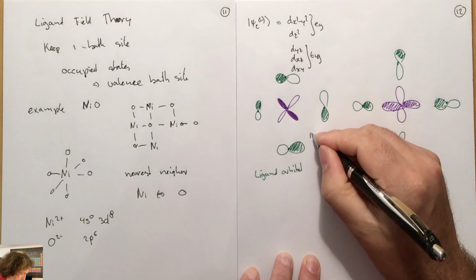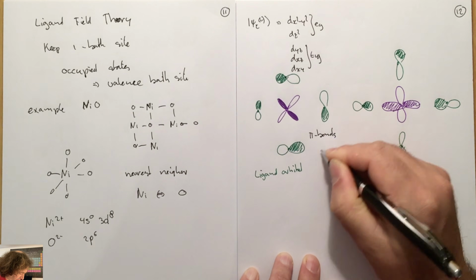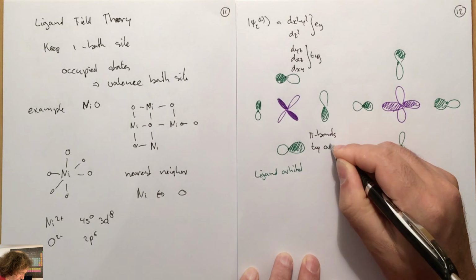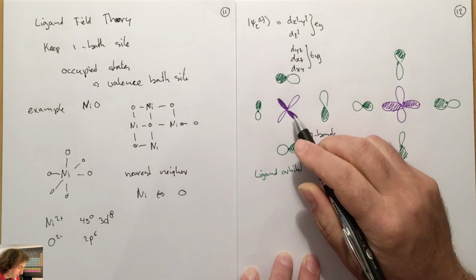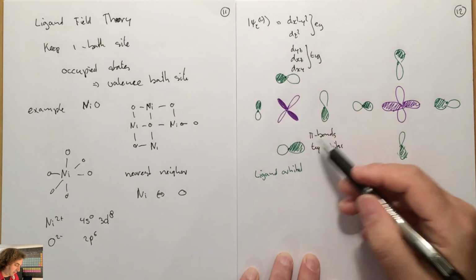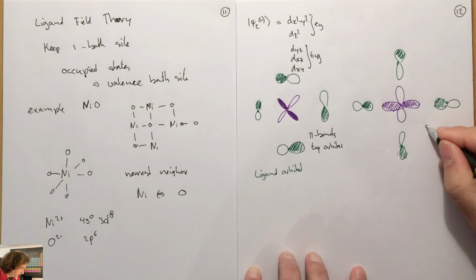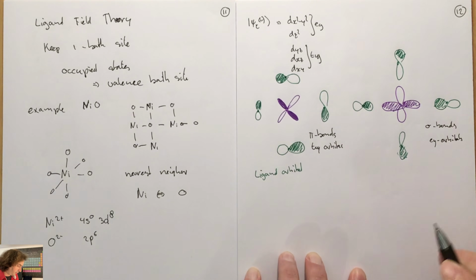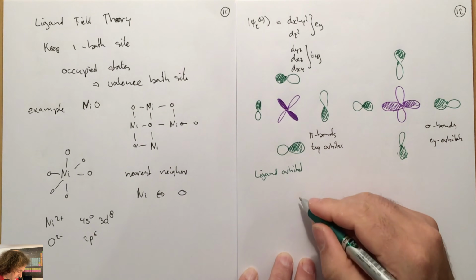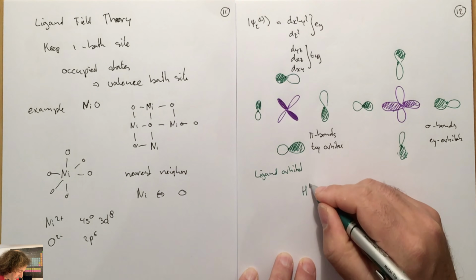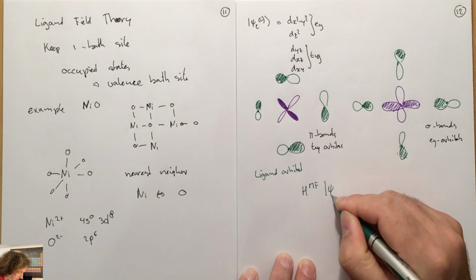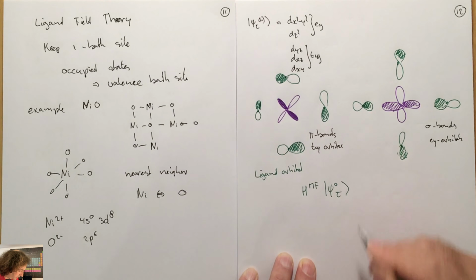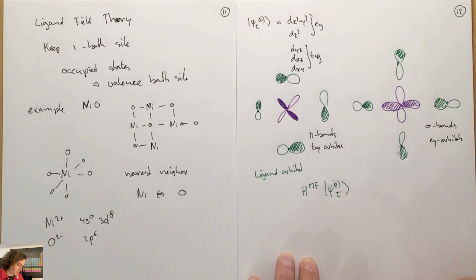So in this case we have pi bonds, and we get the t2g orbitals. In magenta, the impurity orbitals. In green, the ligand orbital. And in this case we have sigma bonds, and we get the eg orbitals. And our ligand orbitals are just given by having your mean field Hamiltonian acting on the impurity orbital that we took into account.